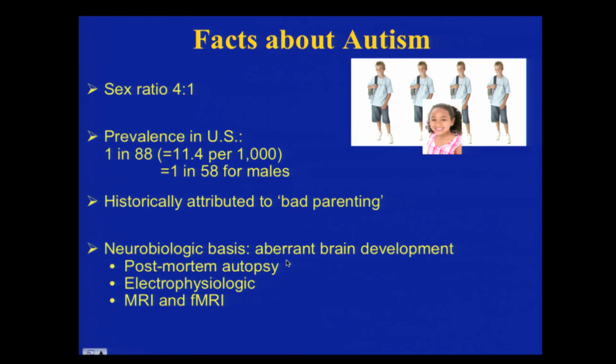Some facts about autism: it has a sex ratio of 4 to 1. The prevalence in the United States is about 1 in 88 by the latest CDC surveillance figure, which comes to 1 in 58 for boys.